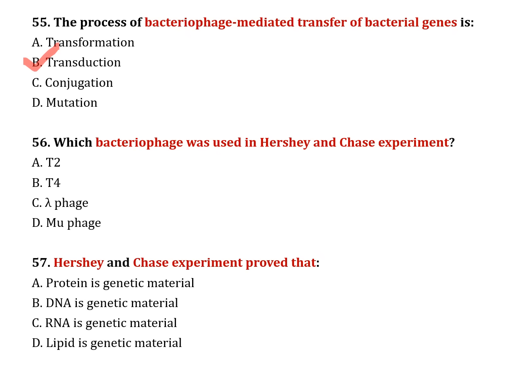Which bacteriophage was used in Hershey and Chase experiment? Option A T2, option B T4, option C lambda phage, option D mu phage. Correct answer is option A T2 phage. The next question, number 57.